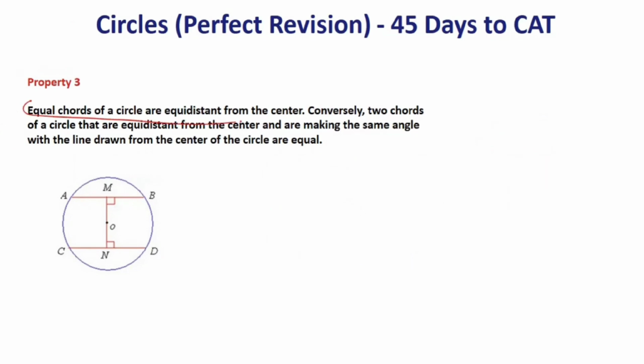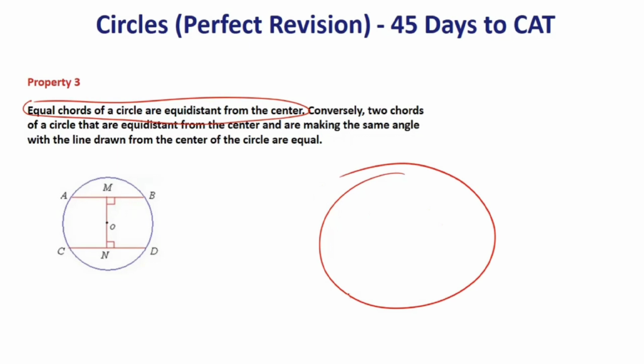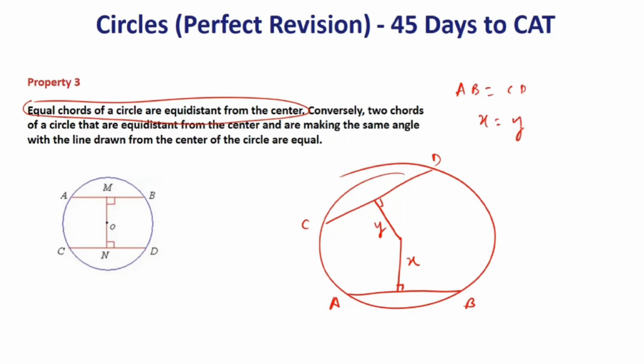What's the third property? Equal chords are equidistant from the center. So let's say I have a circle, I have 2 chords here, I have a chord AB and here I have a chord CD. From the center, perpendicular distance here, let's say this is X. Perpendicular distance here, let's say this is Y. Then if AB is equal to CD, then X is equal to Y. And the vice versa is also true, which means that if X is equal to Y or the distance from the center is the same, then the chords are also equal.